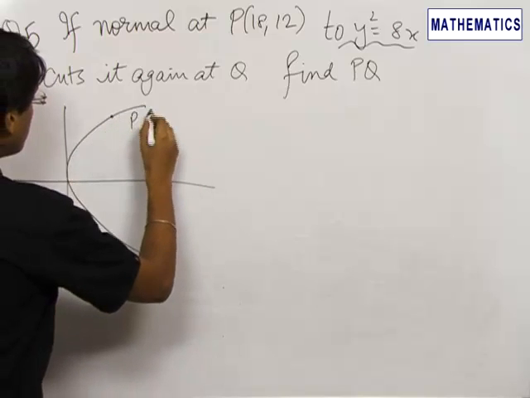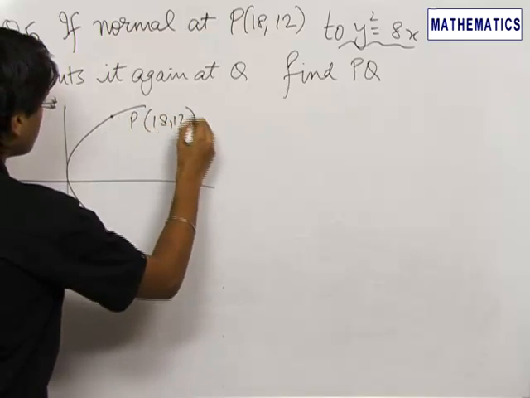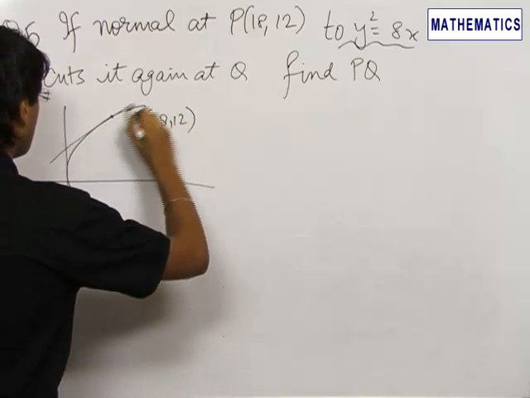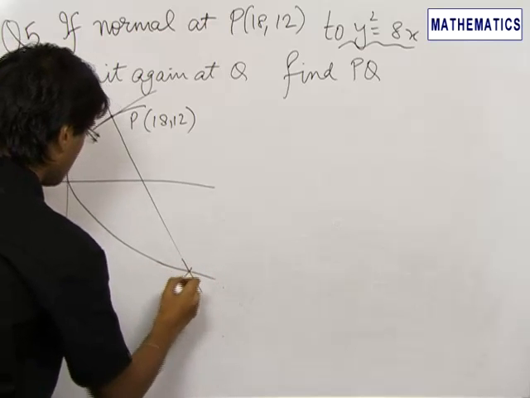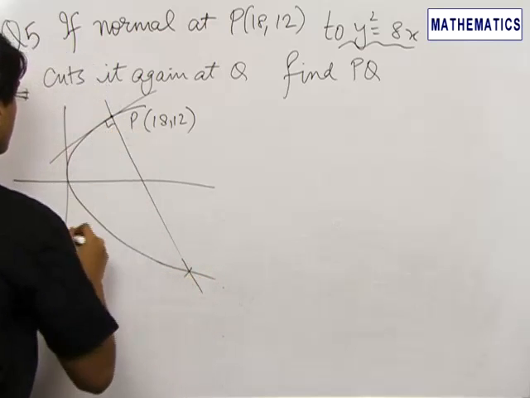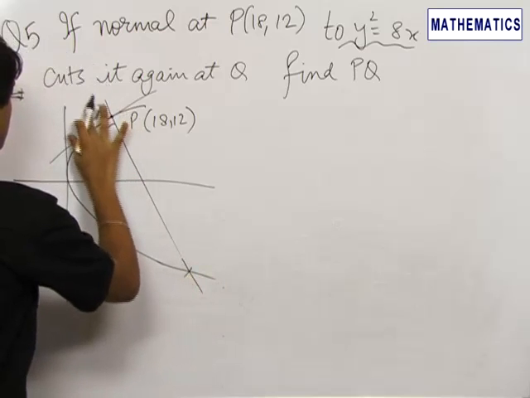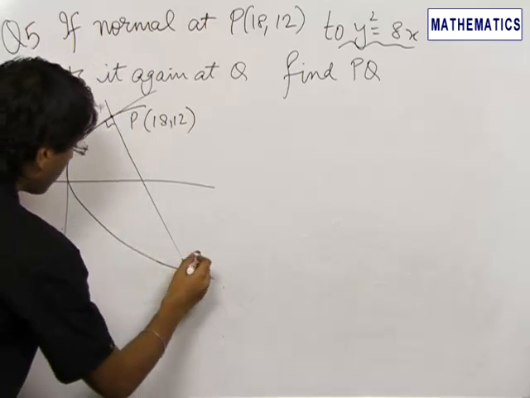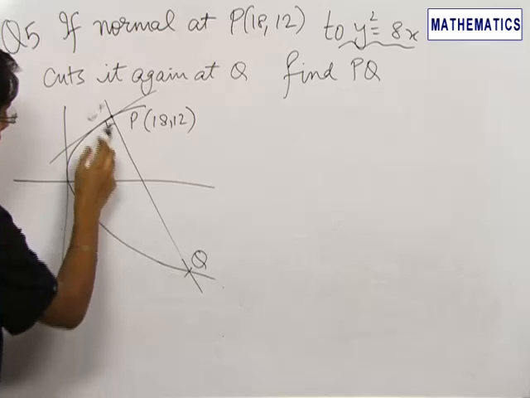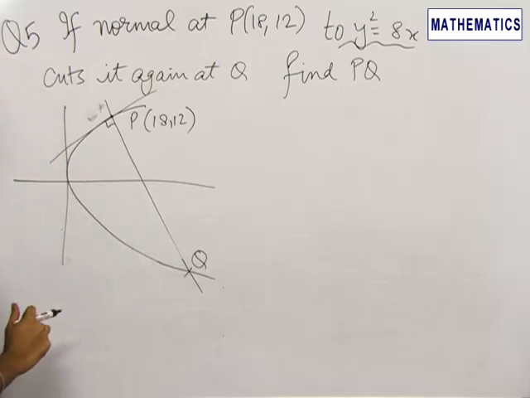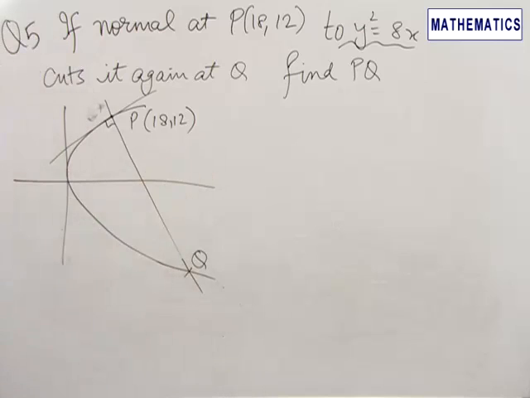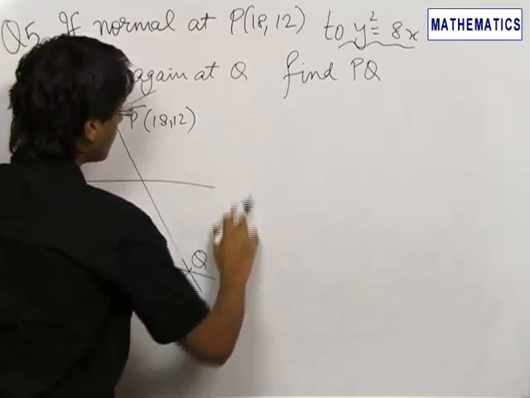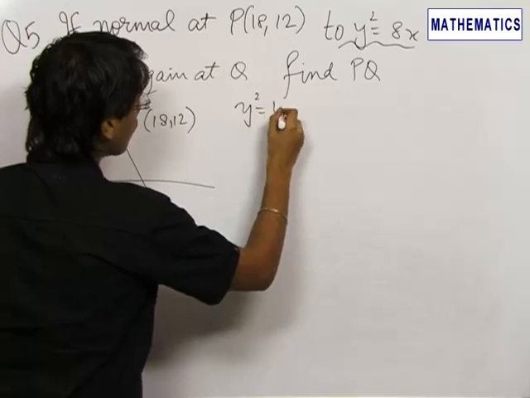let's say this is the point P (18, 12), and the normal at the point P cuts the parabola again at Q. We need to find the length of PQ. So what we can do is, we know that the slope of tangent for parabola y square is equal to 4ax.